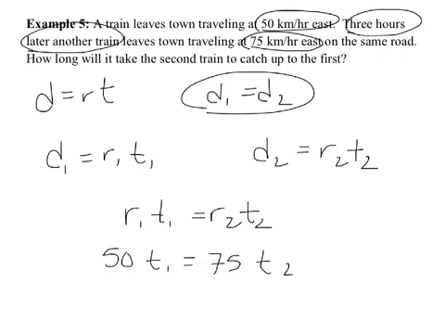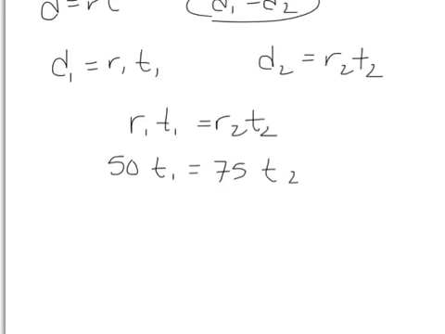Which means that the time for train 1 is always going to be 3 more than the time for train 2. Because it left 3 hours earlier. So say it takes train 1 10 hours, it's going to take train 2 7 hours. If it takes train 1 15 hours, it's going to take train 2 12 hours because it left 3 hours later. So instead of t1 here, let's replace t1 with t2 plus 3 hours.